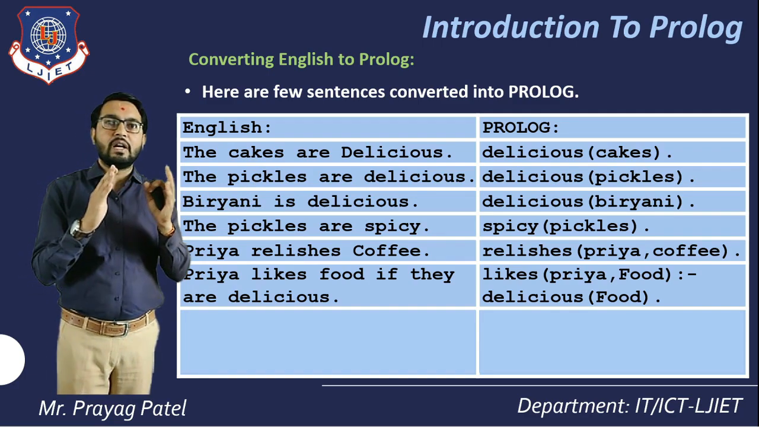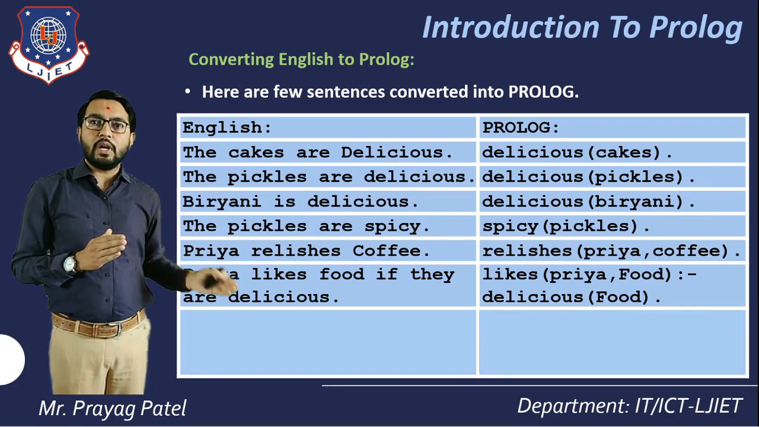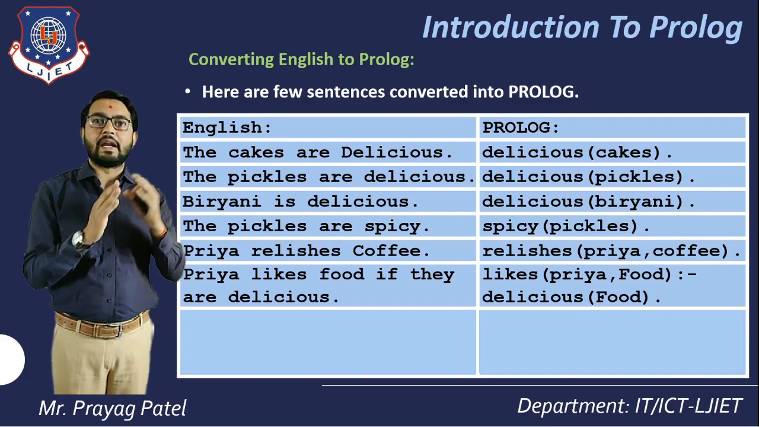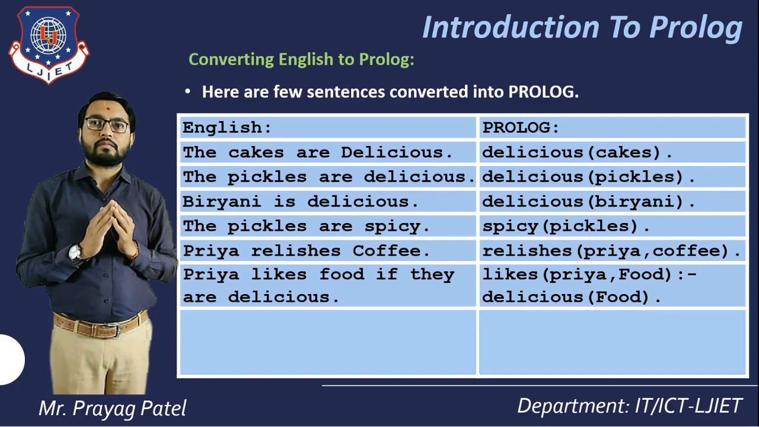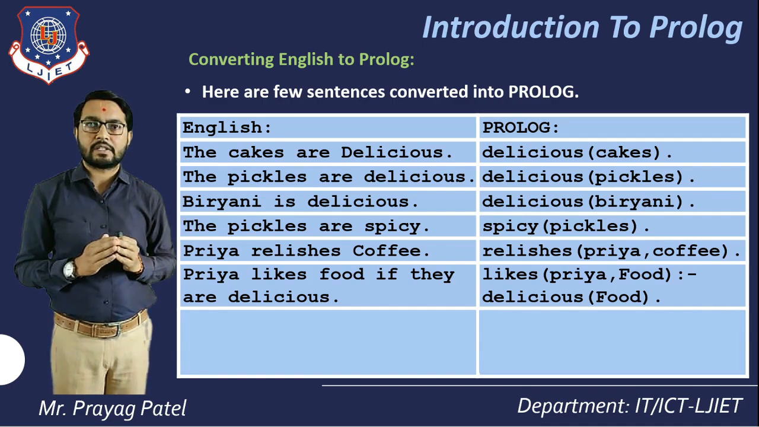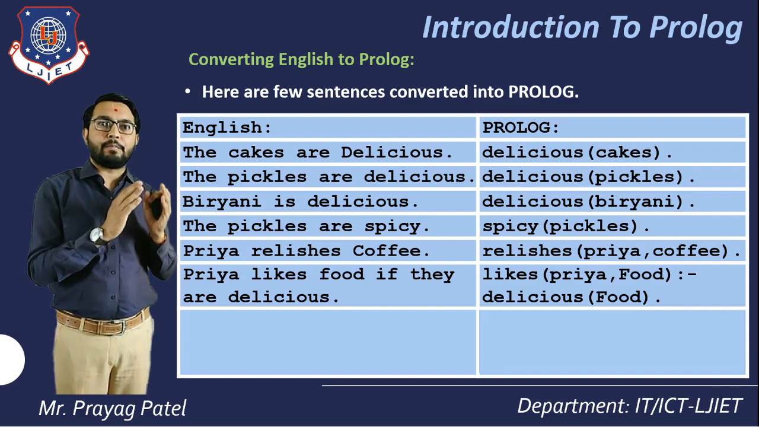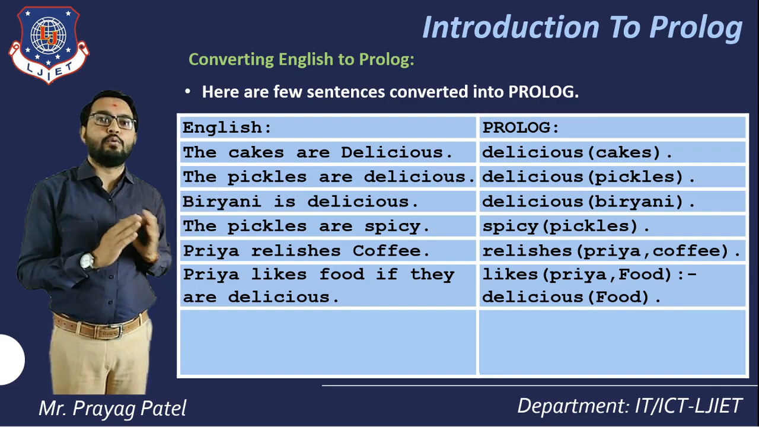If the given statement is only one part, then this is considered a fact. Now the next statement has two parts, a left and a right part, so we use this as a rule. Priya likes food if they are delicious. Here we write the statement as likes(Priya, food) if delicious(food).